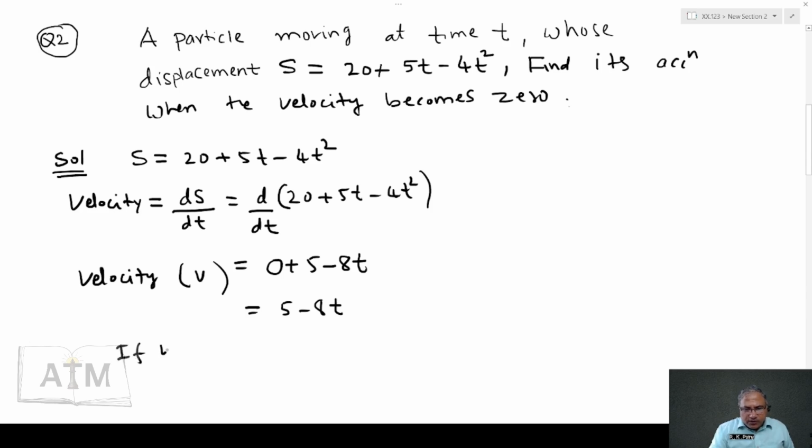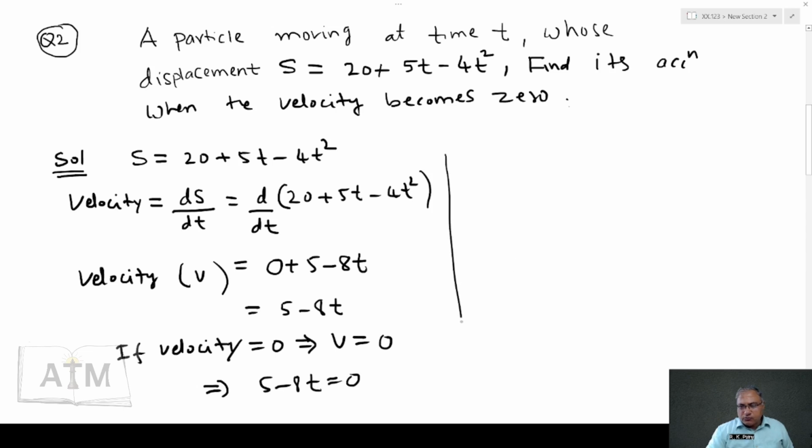If velocity equals 0, this implies v equals 0, which implies 5 minus 8t equals 0. So minus 8t equals minus 5. Therefore t equals minus 5 upon minus 8. So t equals 5 upon 8.